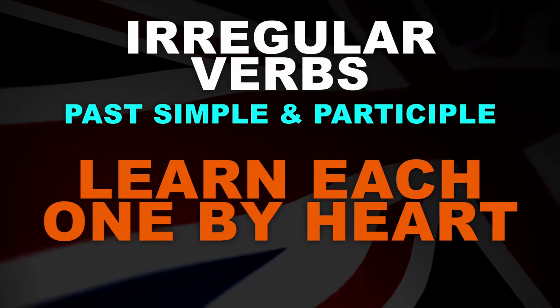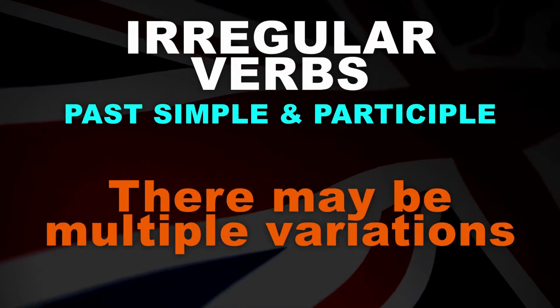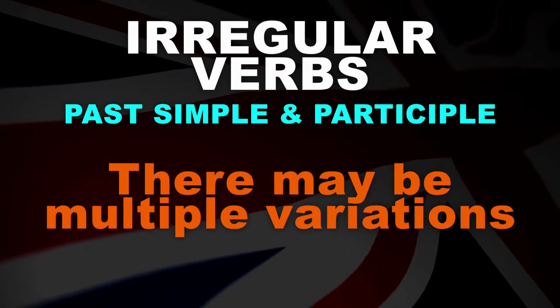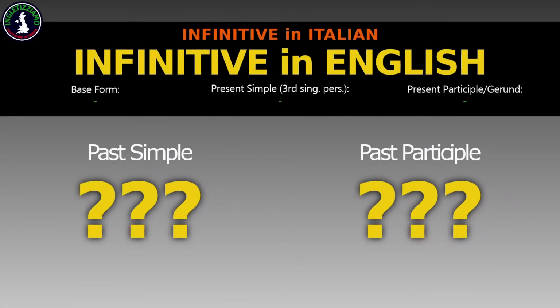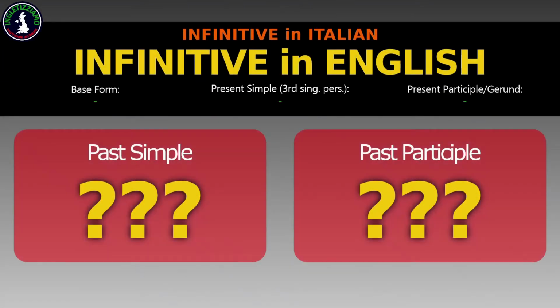However, irregular verbs do not follow the ed pattern when it comes to tenses. Each verb has its own past tense, so we've got to learn them by heart, and there may be multiple variations too. When I present the verbs, I will read only the infinitive verb in English, and then both past simple and past participle, or all forms that there may be. Let's begin with the verb to be.